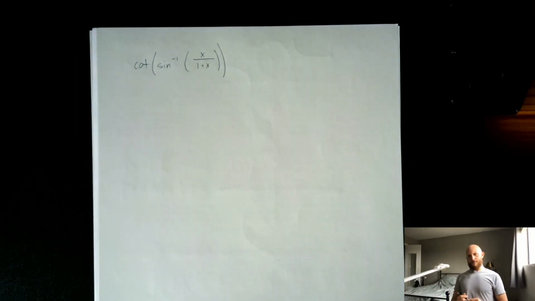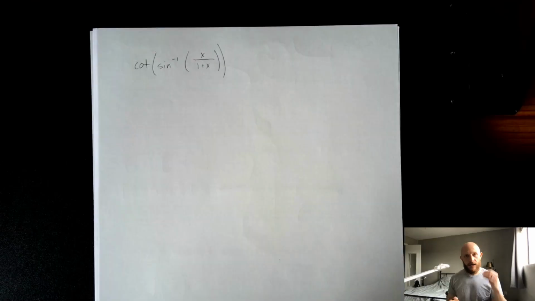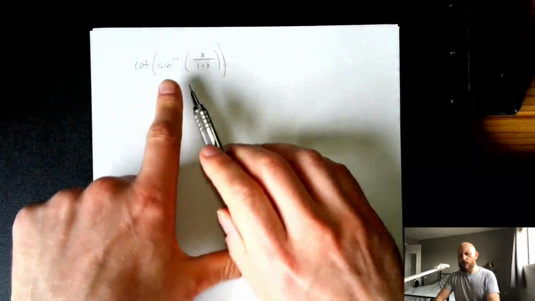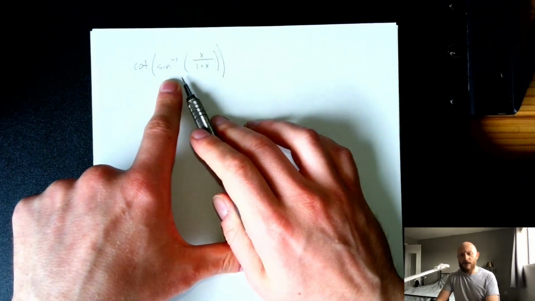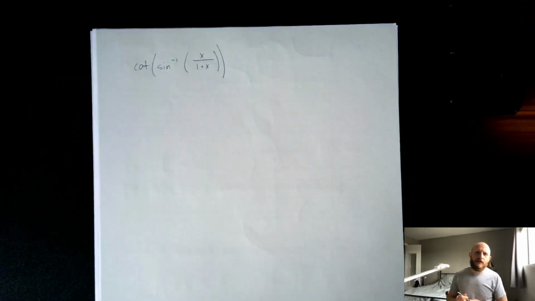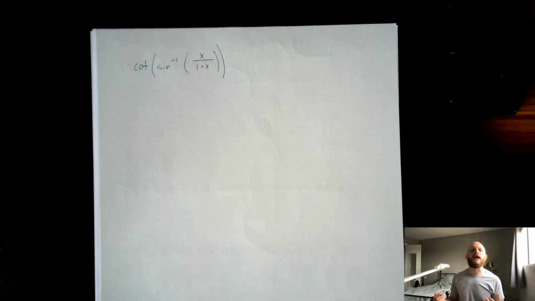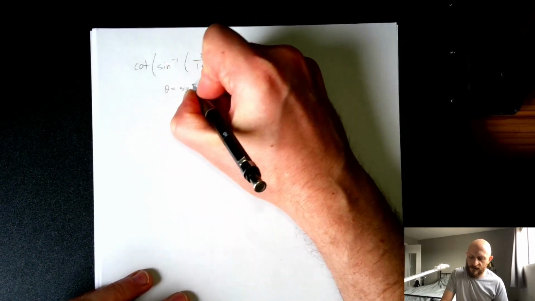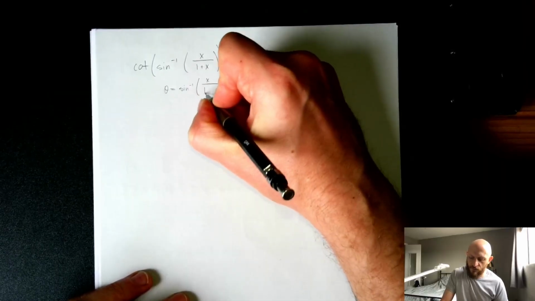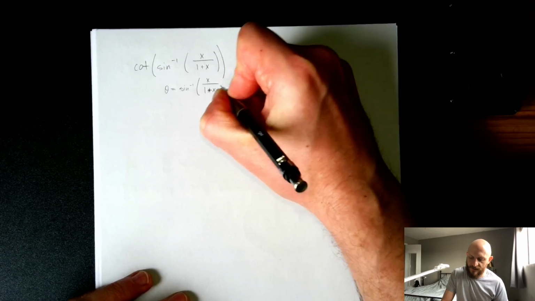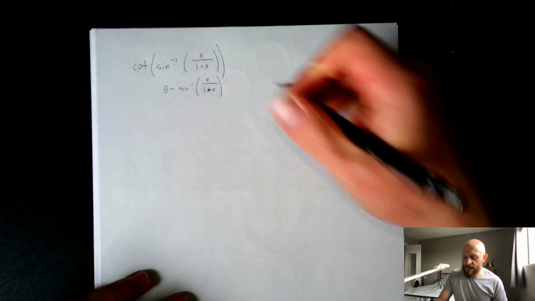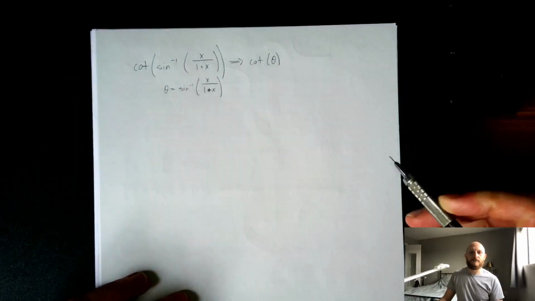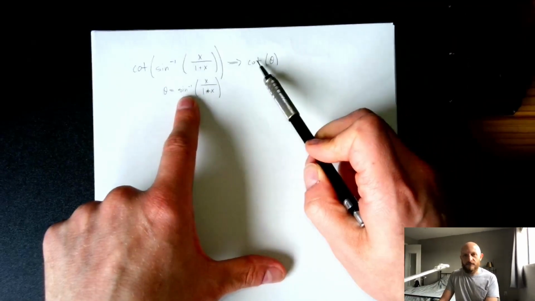Well, remember, this is how I think about it at least. Inverse trig functions, what is the output of an inverse trig function? Like, what would the output of sine inverse be? The output of sine inverse would be some angle. Let's just give the angle a name. We'll call it theta. We'll say, let theta equal sine inverse of x over 1 plus x. Oops, 1 plus x. Then, this becomes, what is the cotangent of theta? Right? This is just a way of rewriting it. I'm just simplifying it.